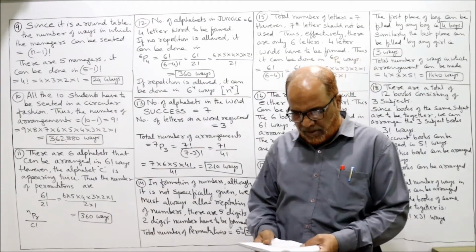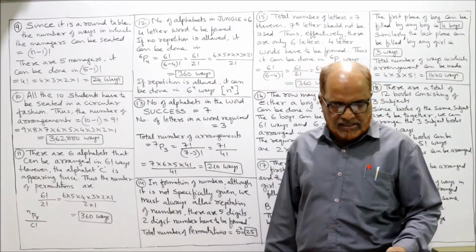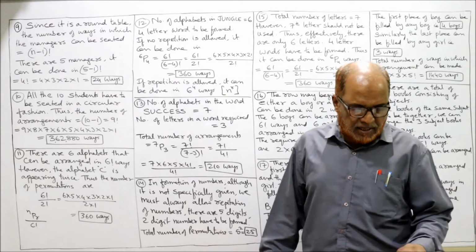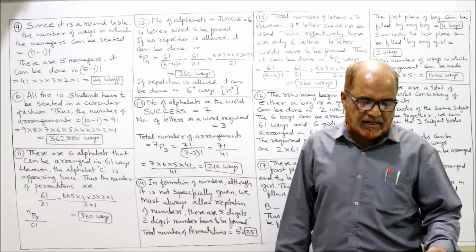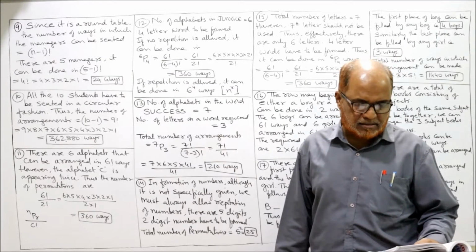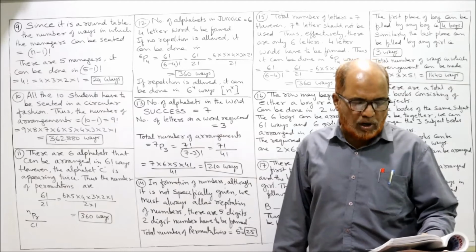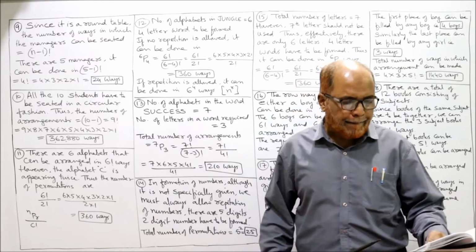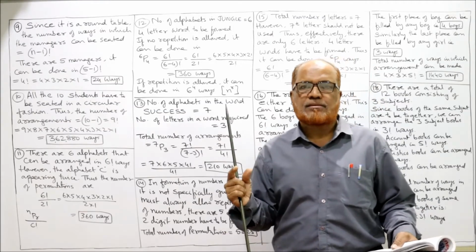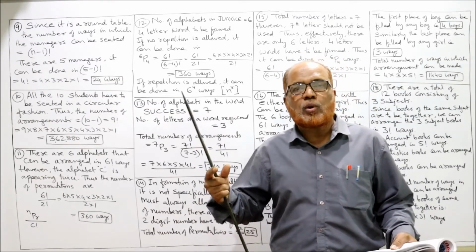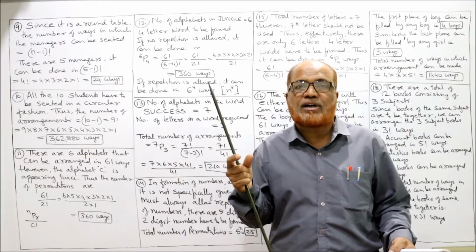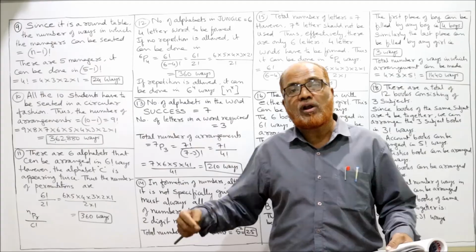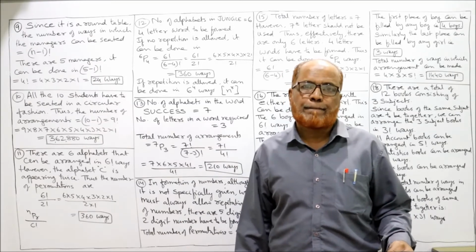Next problem, the 11th one. In how many ways can the alphabets contained in the word CHOICE be arranged if all of them are to be taken together? Now this is a different problem. See here, a word is there, CHOICE. How many ways can we arrange the alphabets of the word CHOICE, if all of them are taken at a time?